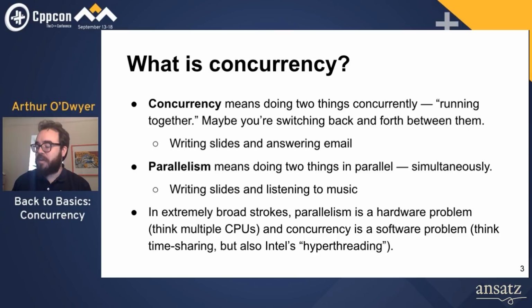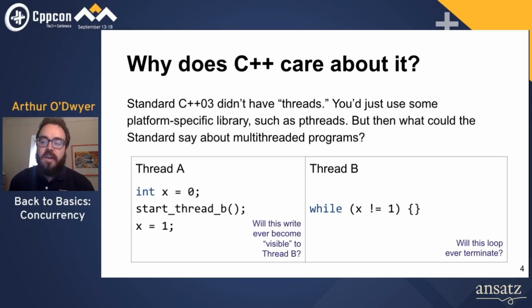So why does C++ care at all about concurrency? Well, back in 98 in C++03, standard C++ did not have any concept of concurrency or of threads or threads of execution. Standard C++ was single-threaded, and you would just use a platform-specific library such as pthreads, like libpthread, and you add it to your link line, and it provides some somewhat standardized functionality that you call to make threads on your operating system. The problem with that is that then the standard language couldn't really say anything meaningful about multi-threaded programs.